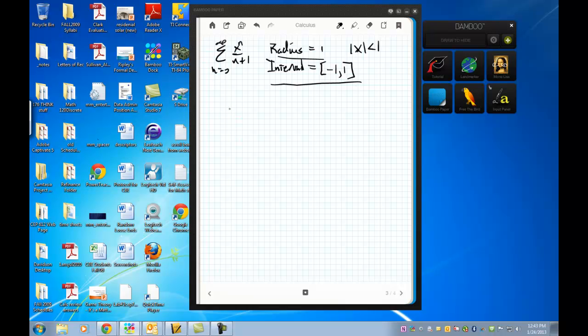Let's do another one. The instructions are going to be: find the radius and interval of convergence of, how about, the sum as n goes from 0 to infinity of 2/3 to the n times x minus 1 to the n. Okay? That guy right there.